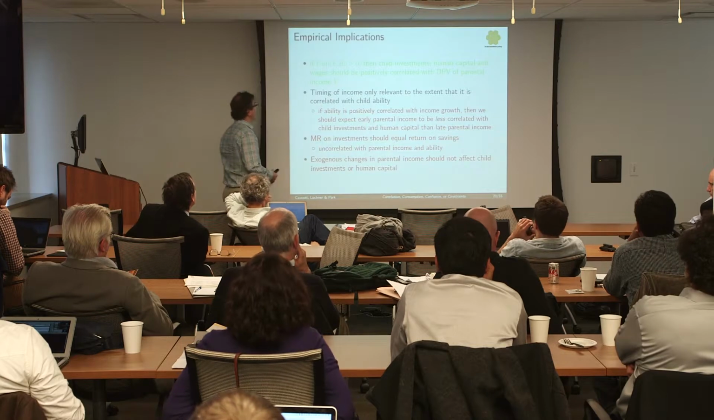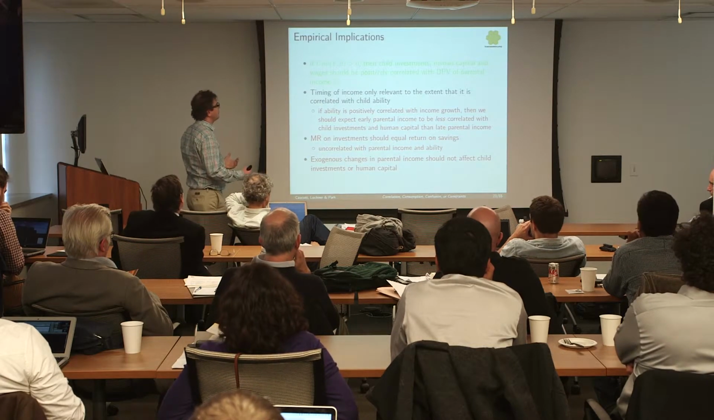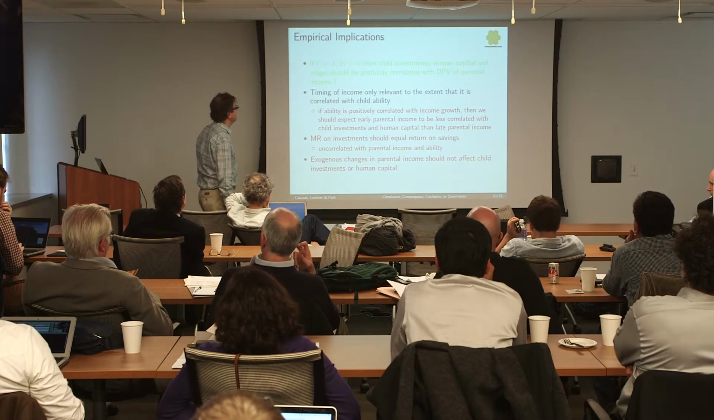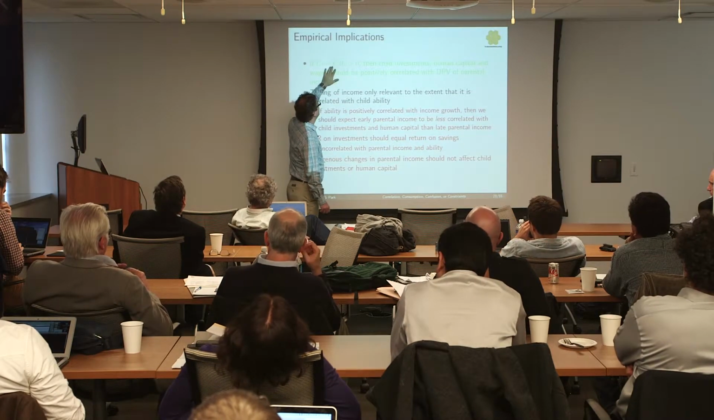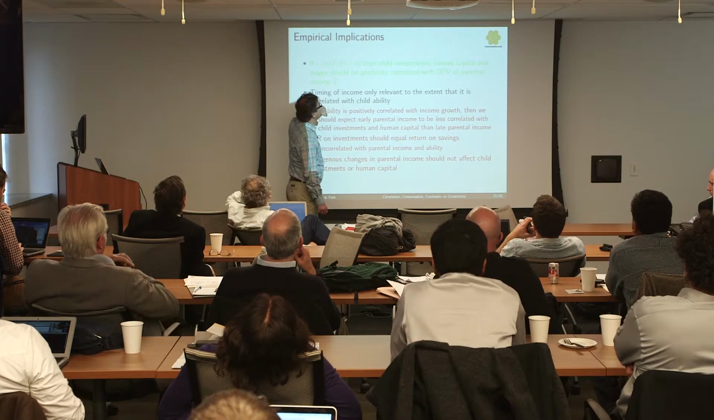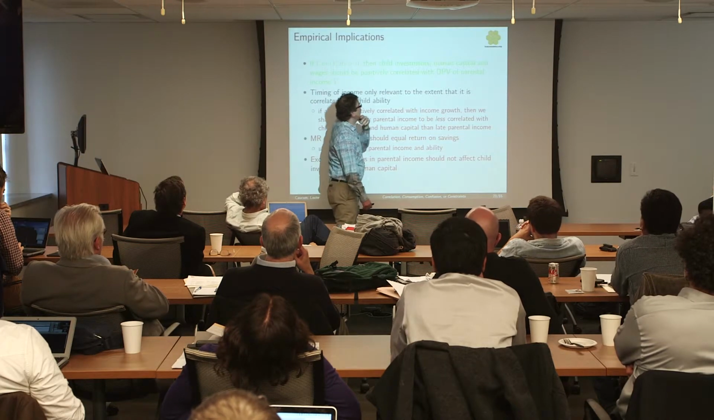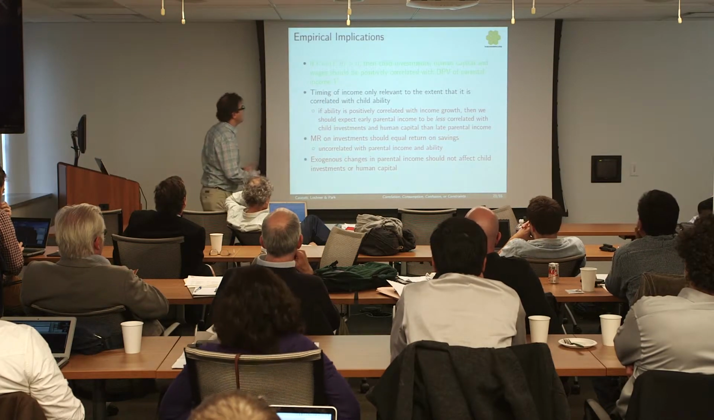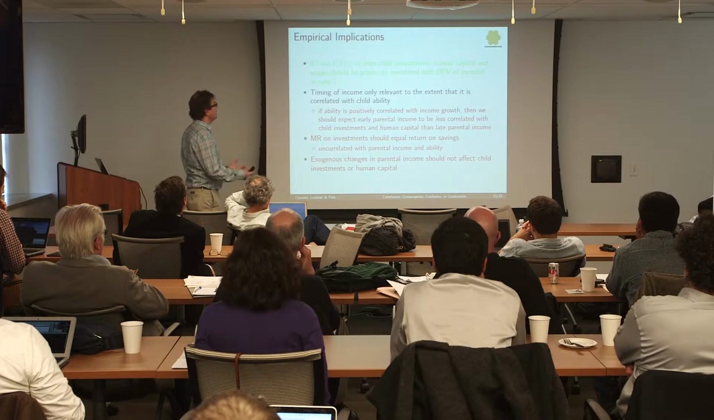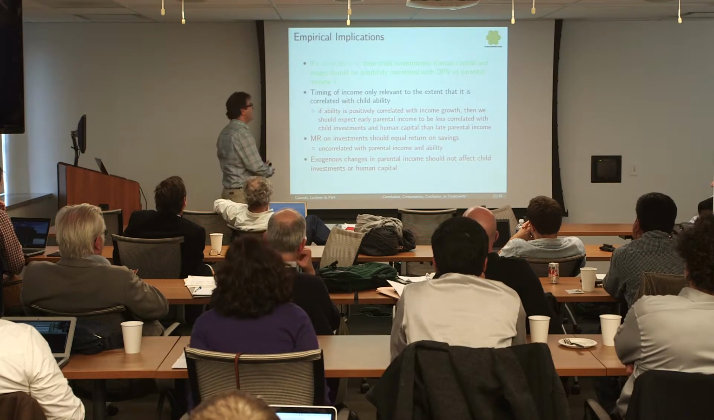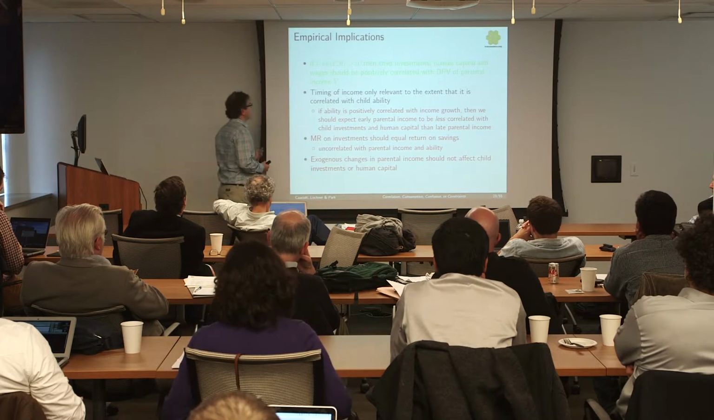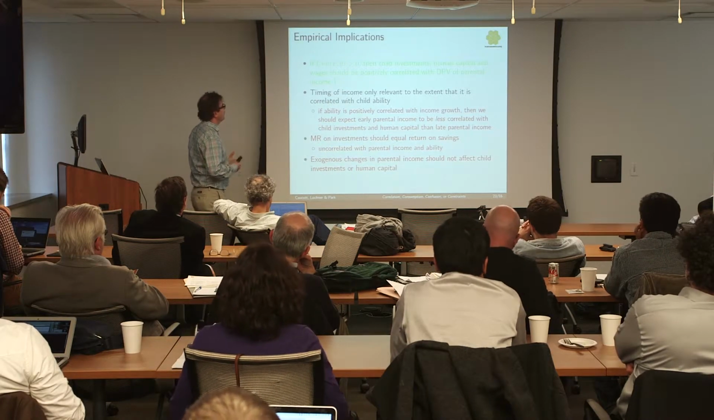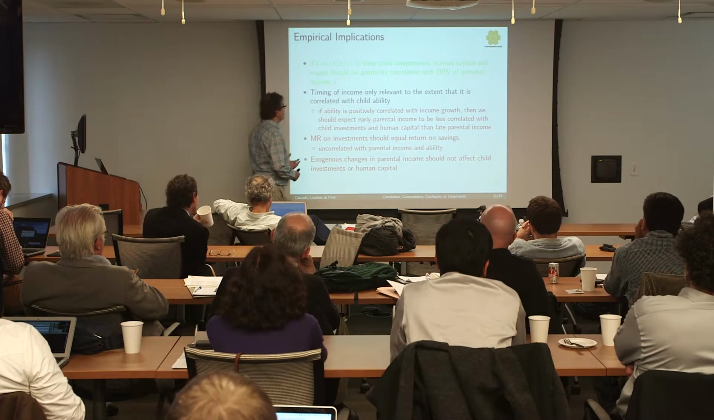So if we want to map this and think about what it tells us we should see in the data, well, certainly a positive correlation between parental income and kids' ability is going to generate a positive correlation between investments, human capital, and wages of the children and the discounted present value of parental income. That's the motivating force. But what else can the model deliver?